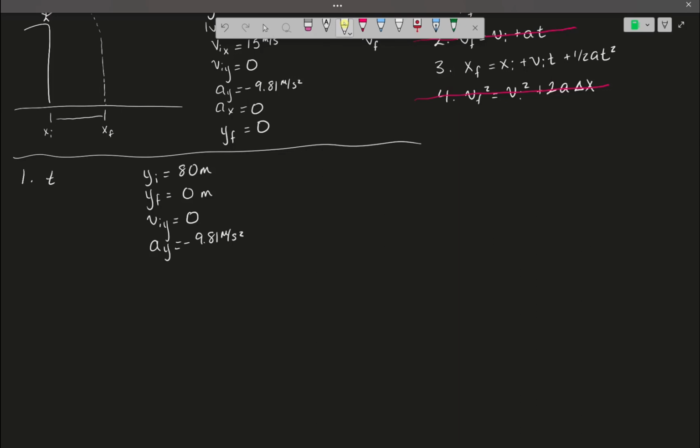And since I'm in the y direction, I'm going to rewrite this using y's instead of x's. So y final is equal to y initial plus my initial velocity in the y direction times time. Notice that I don't have a subscript for time because time doesn't have x and y components.